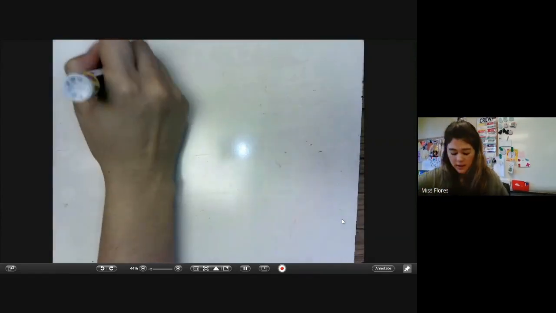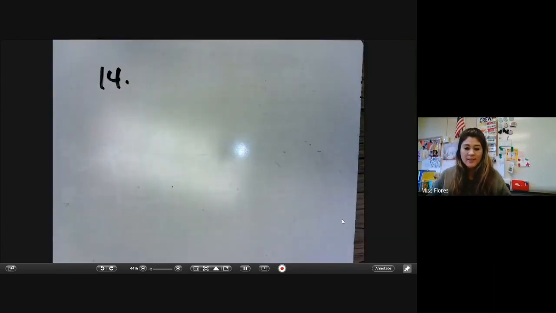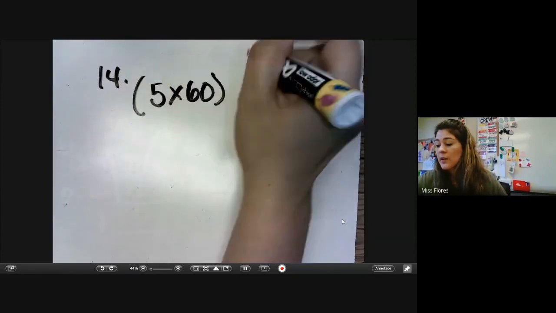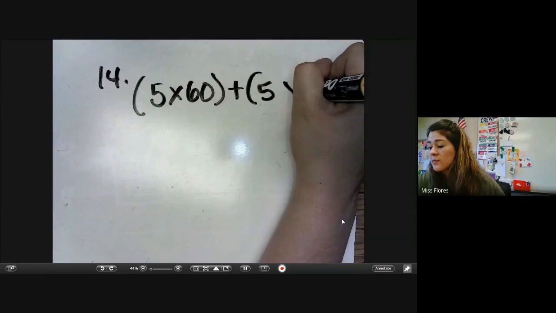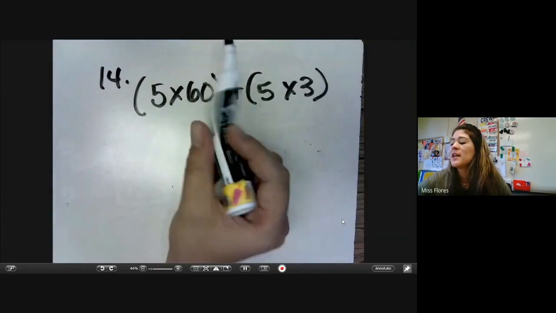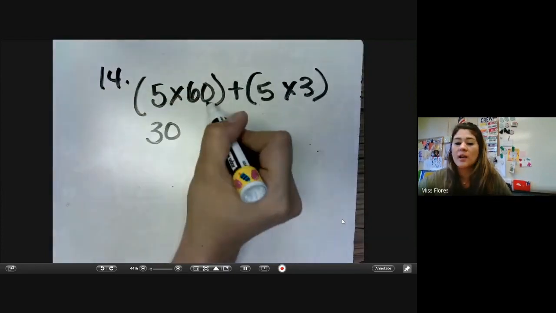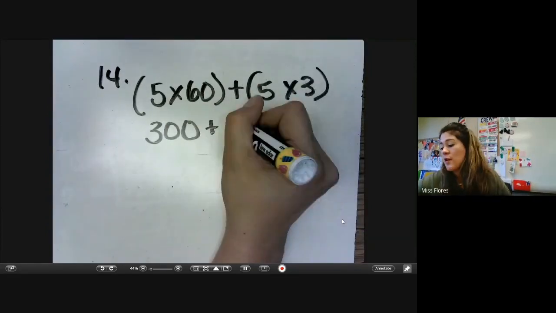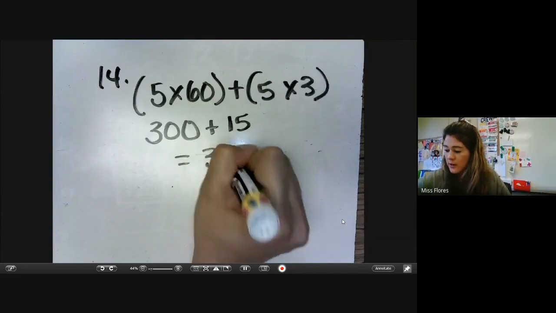Right, number 14, it says since 63 equals 60 plus 3, we may find 5 times 63 by finding 5 times 60 plus 3. Use the distributive property 5 times 60 plus 3. So we need to write it out like this. 5 times 60 plus 5 times 3. Okay, because that's our distributive property. All right, 5 times 6 is 30. And then we add our 0 and we get 300. Plus 5 times 3, which is 5, 10, 15. And our answer is 315.